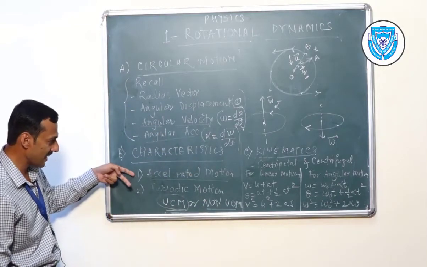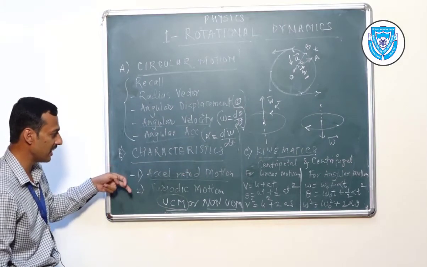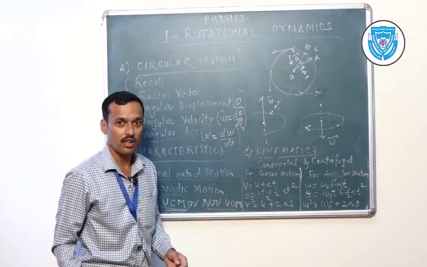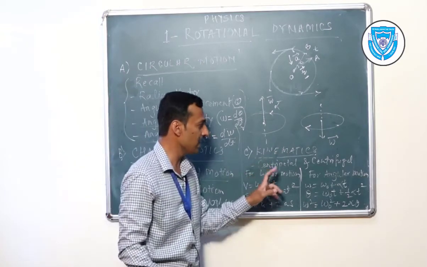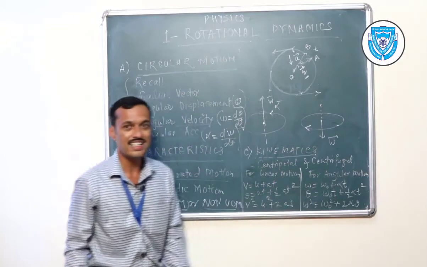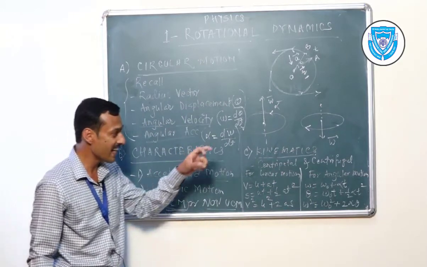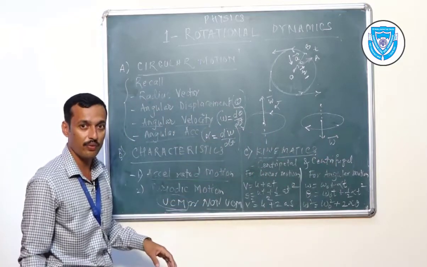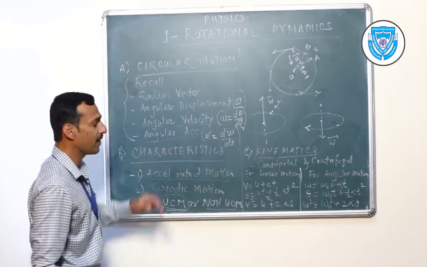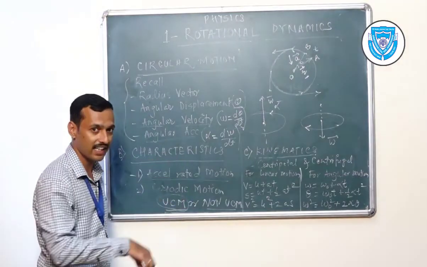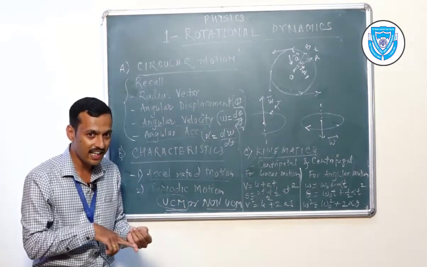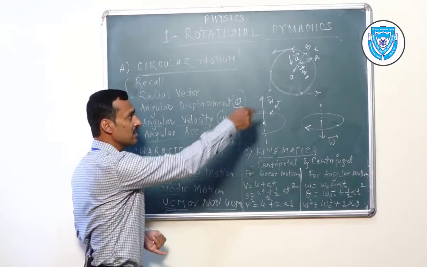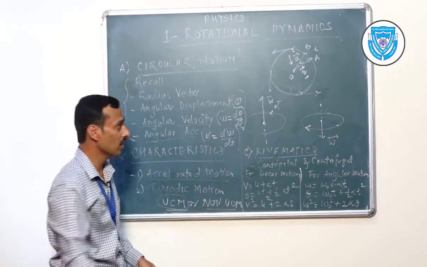Two characteristics: circular motion is accelerated motion, and it is periodic motion. Then kinematics. Now for kinematics, there are two concepts: centripetal force and centrifugal force. Now what is centripetal and centrifugal? Before studying centripetal and centrifugal, let us come to angular acceleration and linear acceleration. When we say linear acceleration, it is linear motion, and angular acceleration is either rotational or circular.